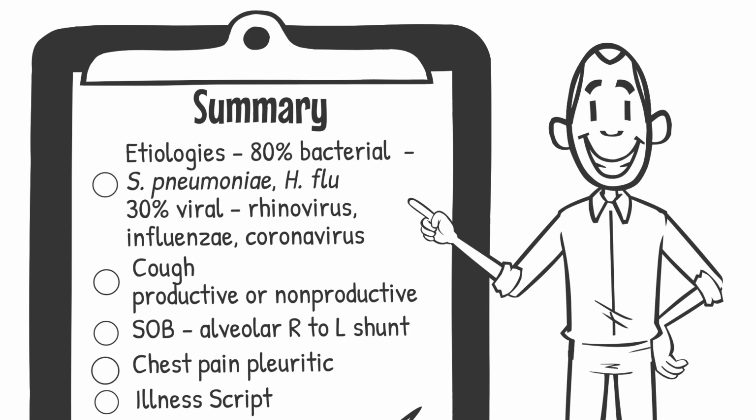We reviewed the 3 key symptoms of CAP: cough, productive or non-productive; shortness of breath, reflecting alveolar right-to-left shunt; chest pain, pleuritic, reflecting spread of infection to the peripheral pleura; and finally, we emphasized the importance of creating an illness script to enhance pattern recognition to allow more accurate diagnosis.